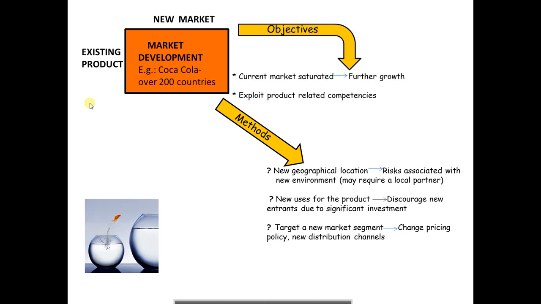The last method of market development is to target a new market segment. So you don't need to move into a new geographical area, but you can target a different segment of the market, maybe the youth. What you might need to do here is change the pricing policy to attract your new market, and you might need to use new distribution channels like the internet. So that's another example for methods. A brilliant example for market development is Coca-Cola, which has presence in over 200 countries. So constant market development. That is another example for market development.